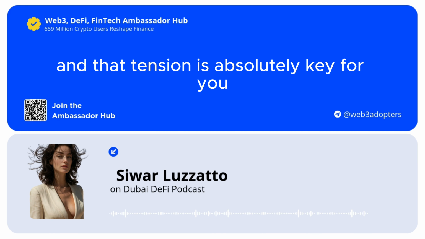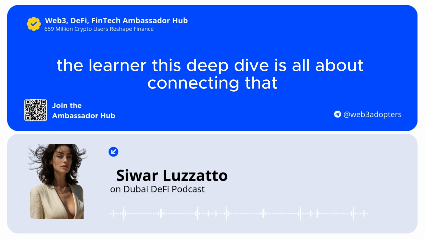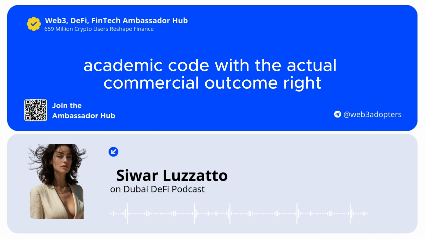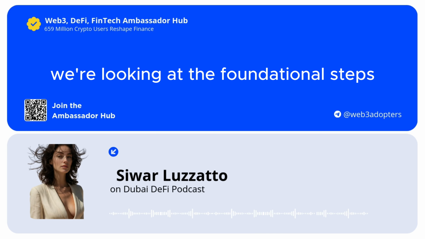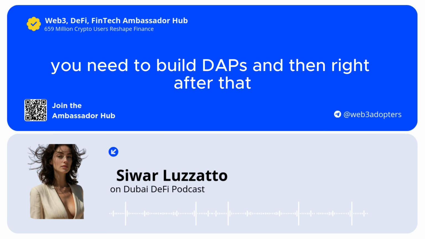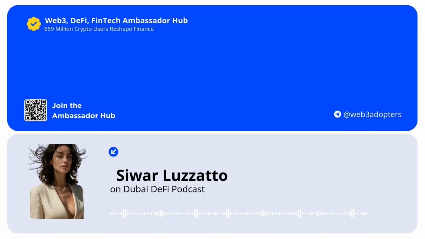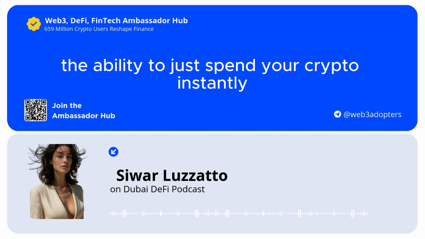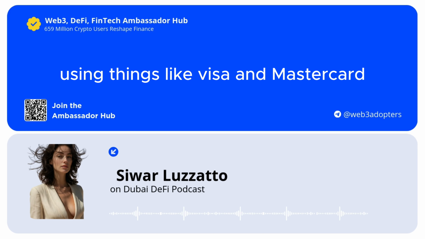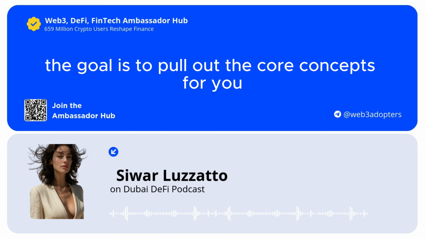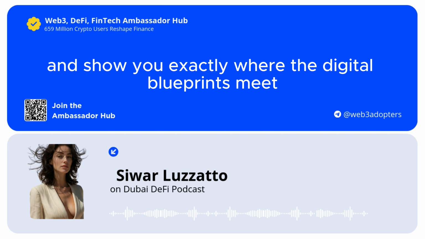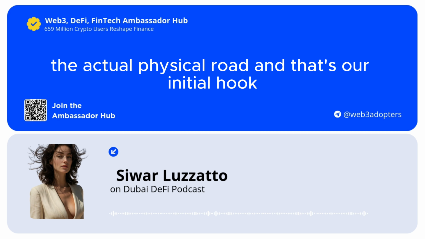And that tension is absolutely key. For you, the learner, this deep dive is all about connecting that, let's call it academic code, with the actual commercial outcome. Right. We're not just talking theory here. We're looking at the foundational steps you need to build dApps. And then right after that, we're analyzing the real-world utility, the ability to just spend your crypto instantly anywhere in the world, using things like Visa and MasterCard. Exactly. The goal is to pull out the core concepts for you and show you exactly where the digital blueprints meet the actual physical road.